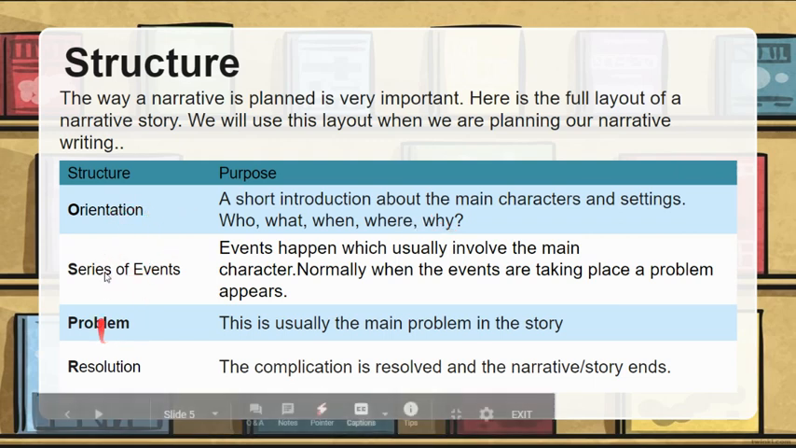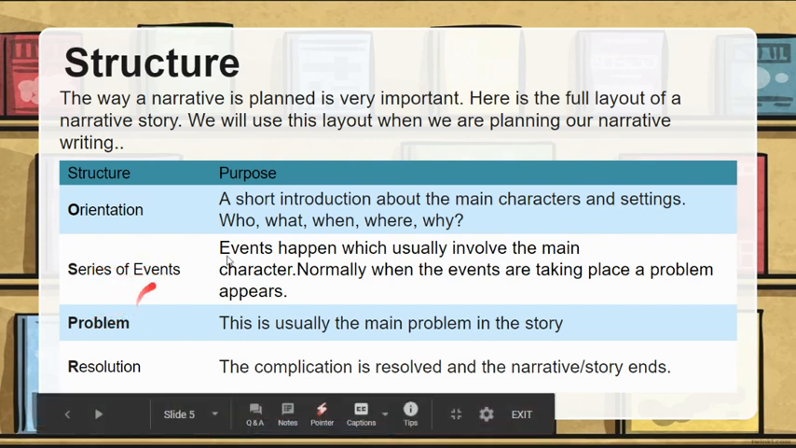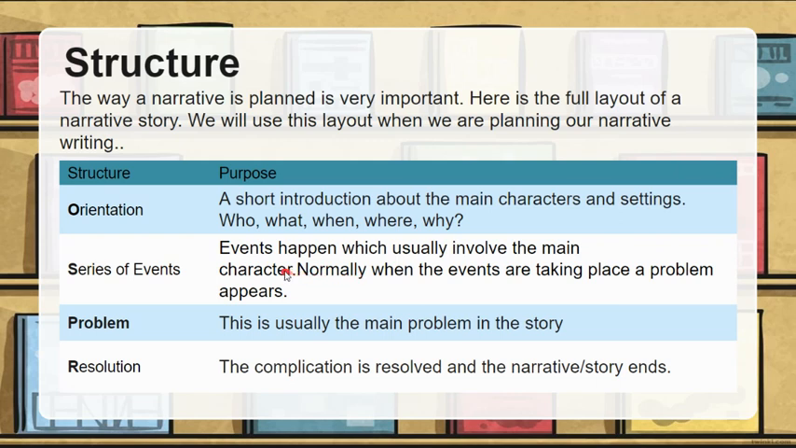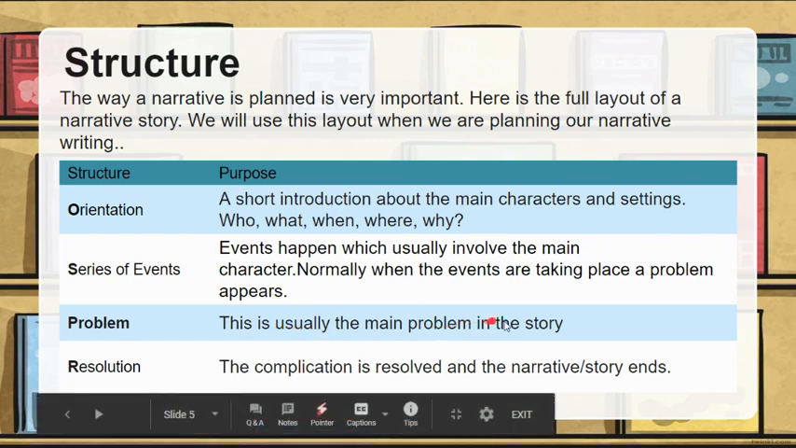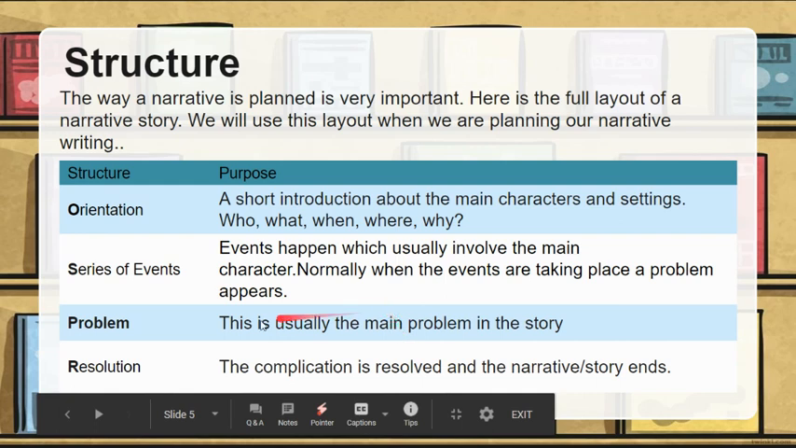Then the middle of the story has a series of events which also have a problem. So the characters might be taking part in different events, and then normally a problem might arise or appear. The problem is usually a big one in the story that leads to finding the solution. Okay, so the character needs to try and find a solution to the problem, just like Plop did. Then the very end is the resolution. That means that the problem or the complication is resolved, it's solved, and the narrative story ends.